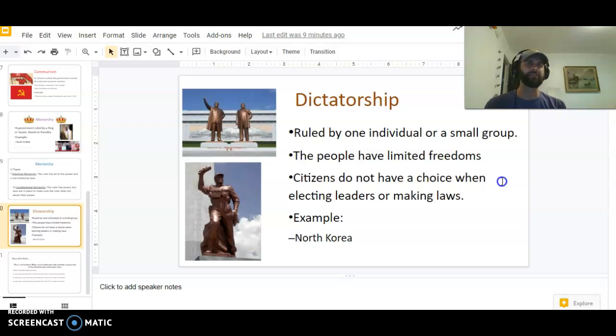But the main thing to know is it's one person or a small group of people who have all the power. And normally they live very extravagant, lush, worry-free lives while the rest of the people struggle. But again, we can talk about all of these things.